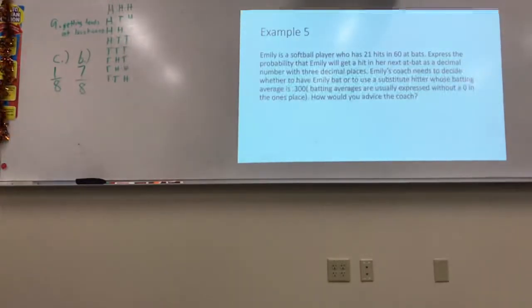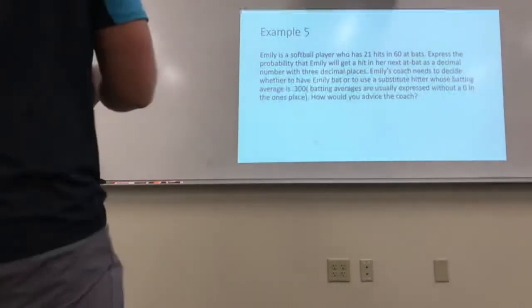Okay, Emily is a softball player who has 21 hits in 60 at-bats. Express the probability that Emily will get a hit in her next at-bat as a decimal number with 3 decimal places. Emily's coach needs to decide whether to have Emily bat or to use a substitute hitter, which is called a pinch hitter, whose batting average is .300. Batting averages are usually expressed without a 0 in the ones place. How would you advise the coach?